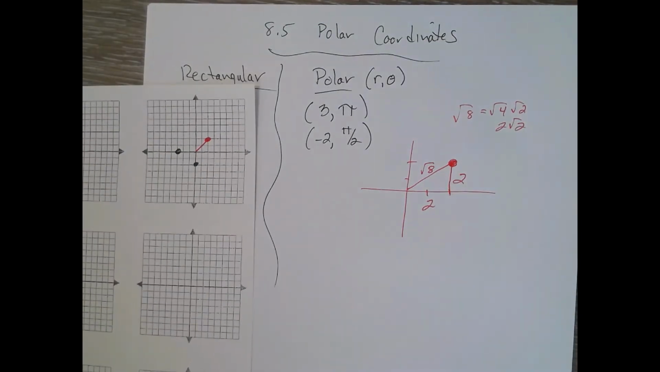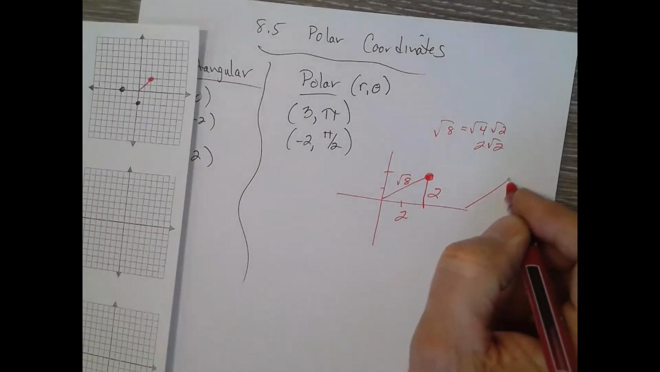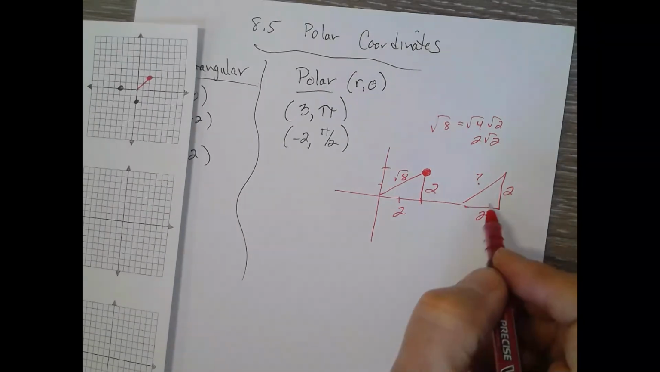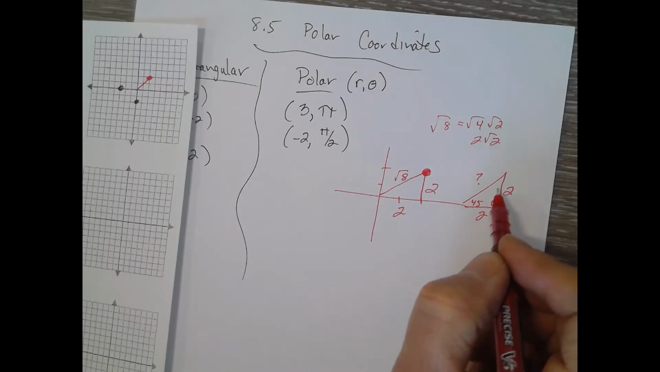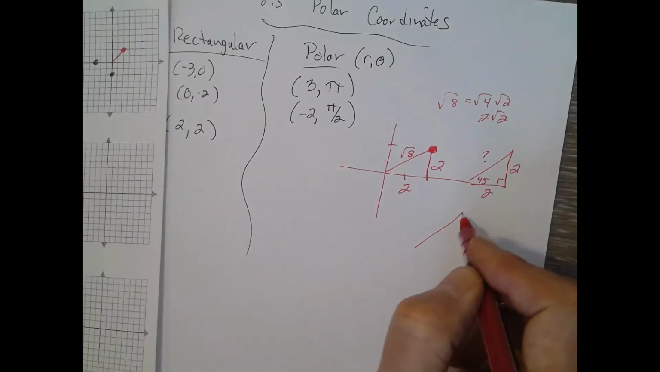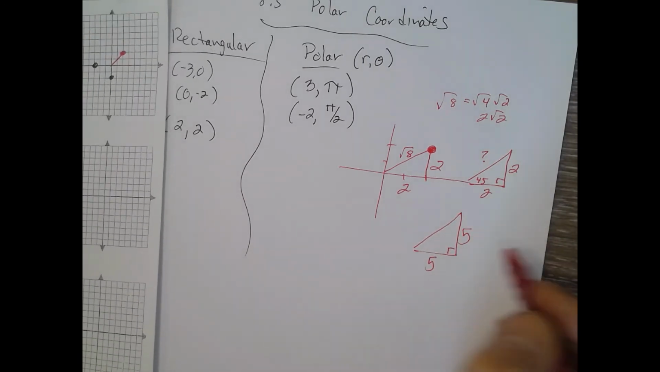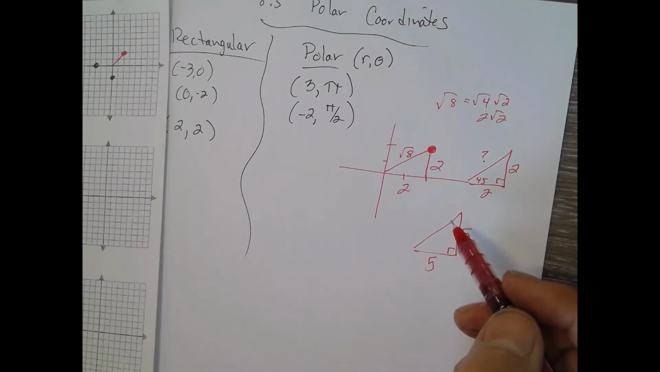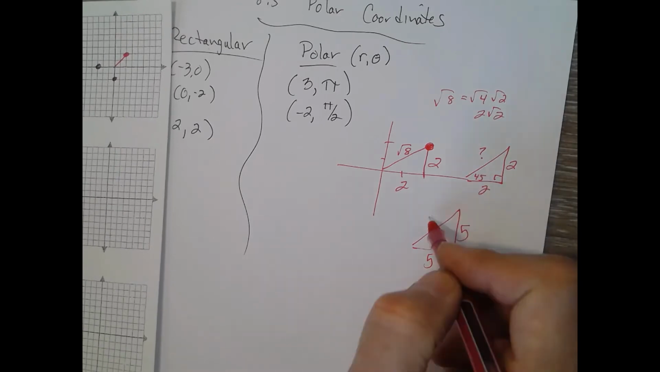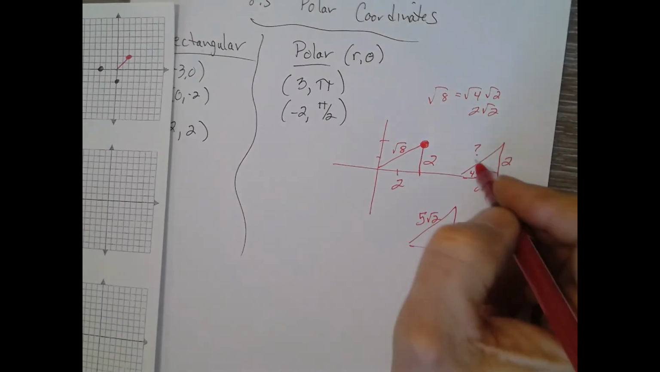And if you think back to special right triangles, if this is 2 and this is 2, this is a 45, 45, 90, you may recall. Well, let me give you another example. If this is 5 and this is 5, what's the hypotenuse? Do we remember? 5 square root of 2. So if this is 2, this is 2, this is 2 square root of 2.